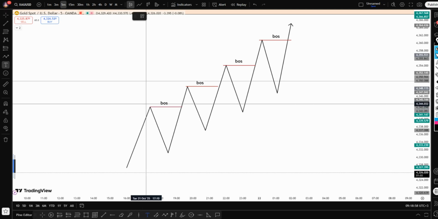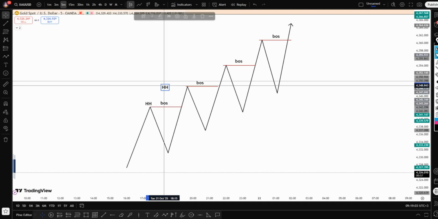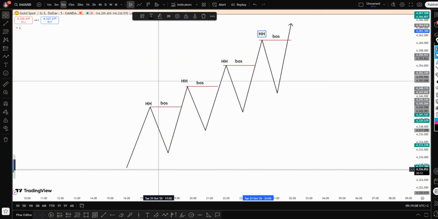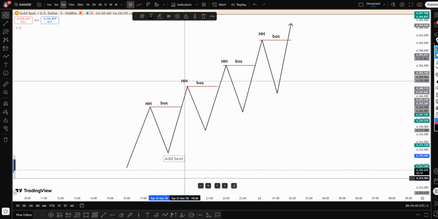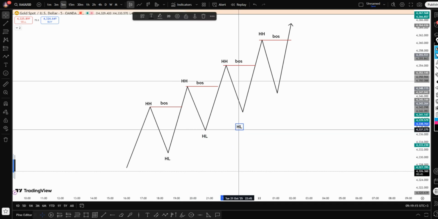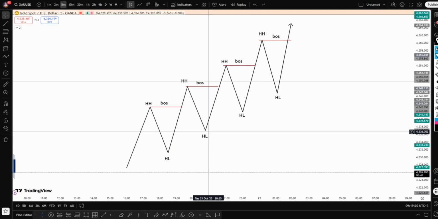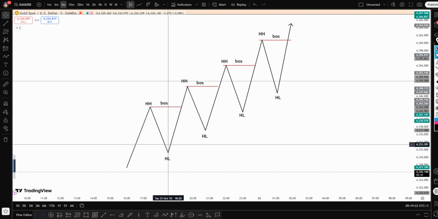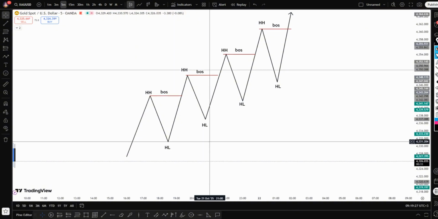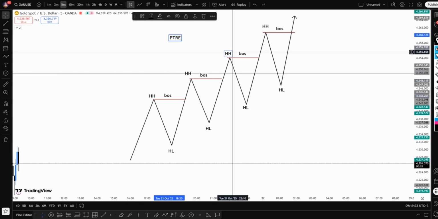Let's mark the higher highs. This is a higher high, another higher high, and another higher high. This is a higher low, another higher low, another higher low, and another higher low. What this means is that the low that was created is higher than the low that was previously created. That's why it's called a higher low. So this is the general structure of an uptrend.